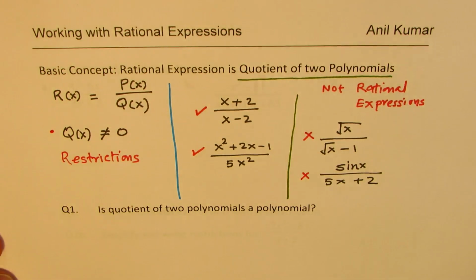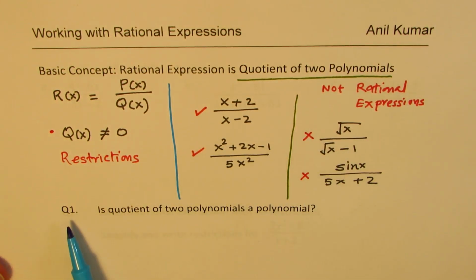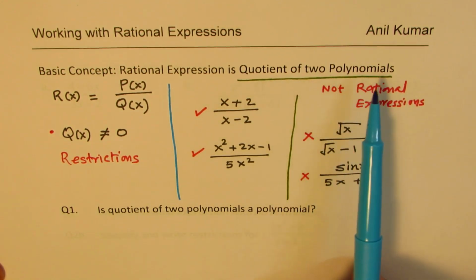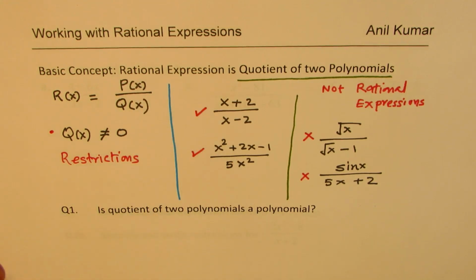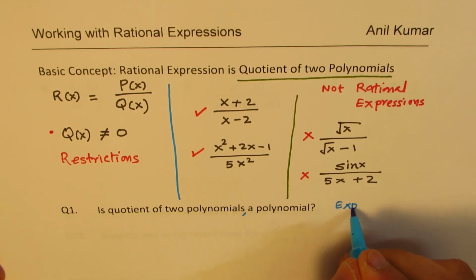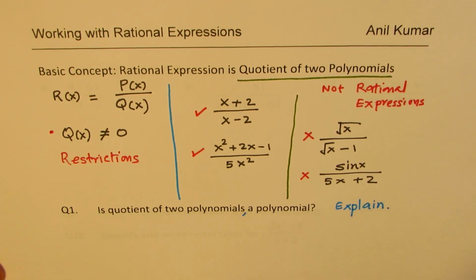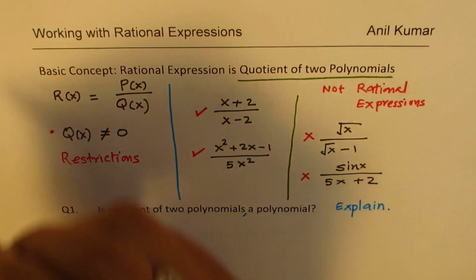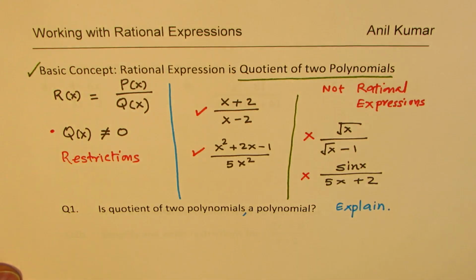Now, based on this, here is a question for you. Is a quotient of two polynomials a polynomial? We are saying a quotient of two polynomials is a rational expression. The question is, is a quotient of two polynomials a polynomial, right? So write down and explain your answer. Okay, so that is how we have a format. We'll talk about the concept, and once we are done, then we'll take up a question based on it.